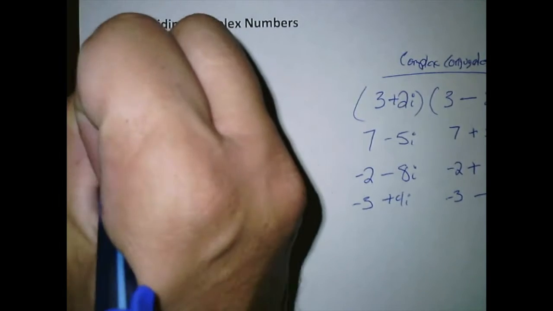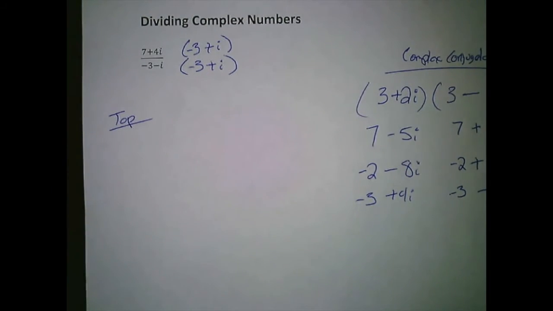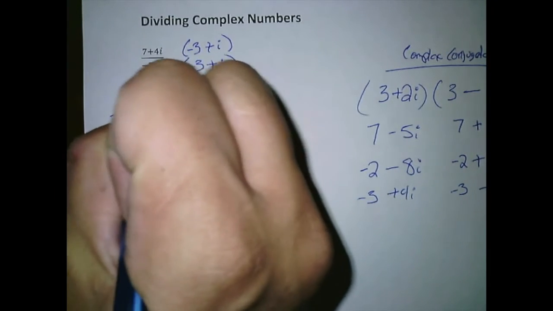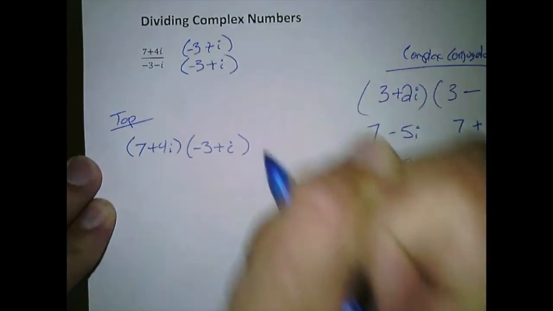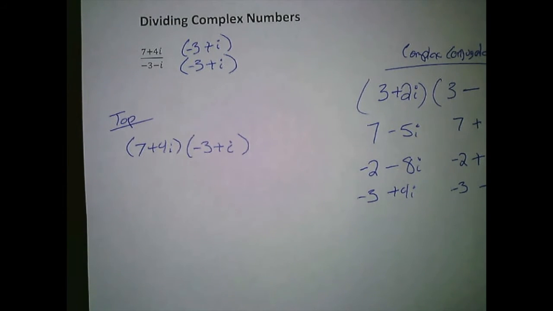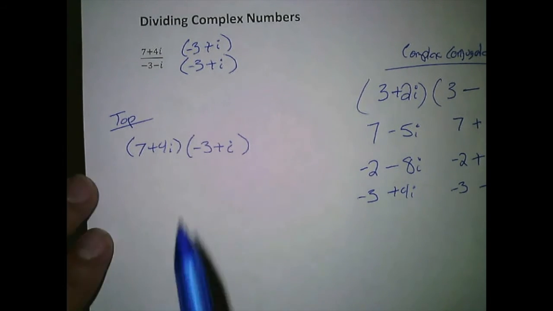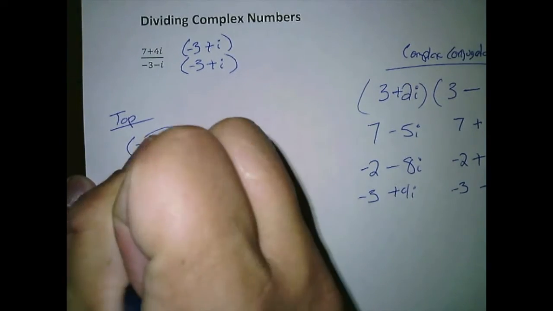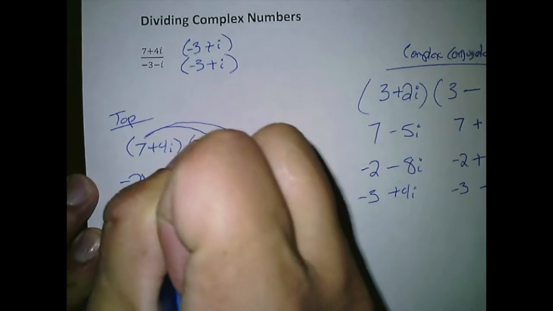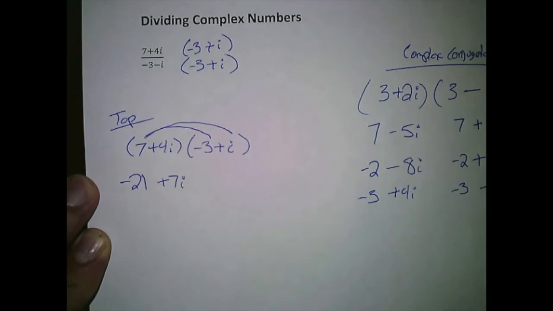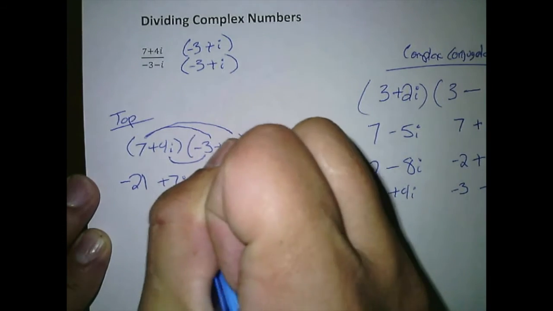So I'm going to keep myself organized. I'm going to multiply the top, see what happens. I'm also going to eventually multiply the bottom, see what happens, and combine my two answers together. On the top, we're talking about 7 plus 4i times negative 3 plus i. We've done multiplying already. Same kind of deal. Take this 7 times the negative 3, which is negative 21. Take the 7 times the i, which is 7i. Take the 4i and multiply it through. 4i times negative 3 is negative 12i.